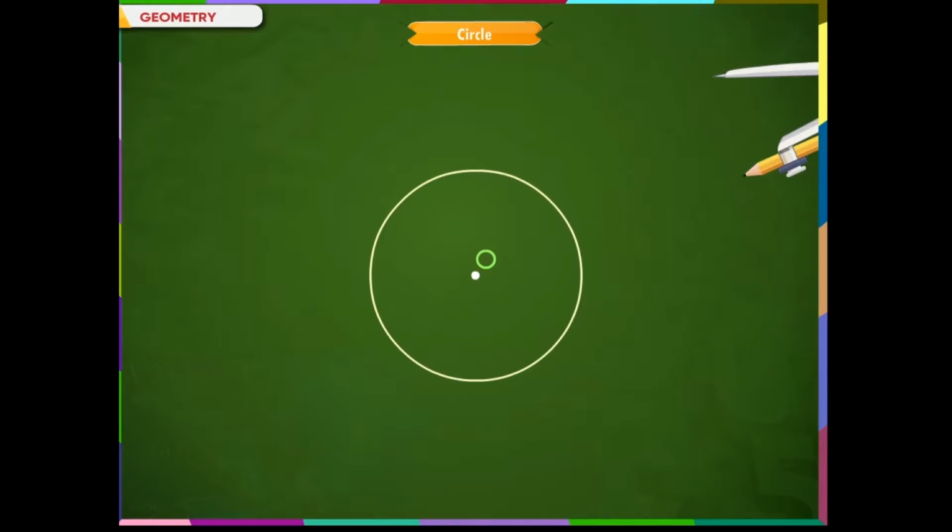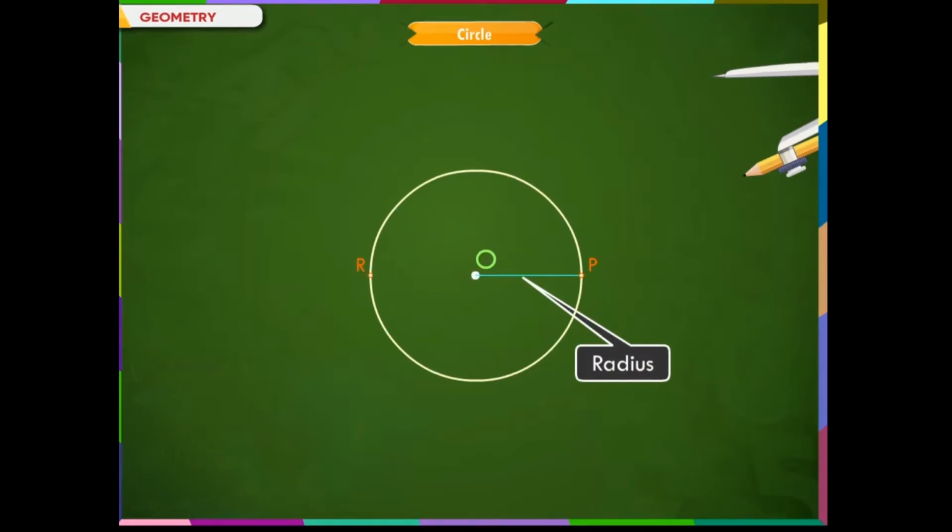This is a circle with center O. Consider a point P on the circle. Join O and P. The line segment OP is called the radius of the circle. We can draw countless number of radii on a circle.